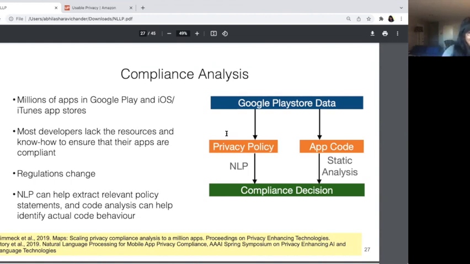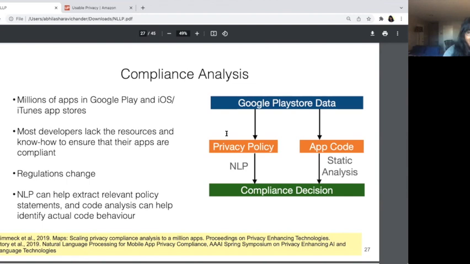And moreover, many developers lack the resources and know-how to ensure that their apps are actually going to be compliant with these requirements. And this gets more and more complicated. So even if an app is compliant at some point in time, regulations change and the app may no longer be compliant. And regulators typically don't have the resources to monitor a large number of apps for compliance.